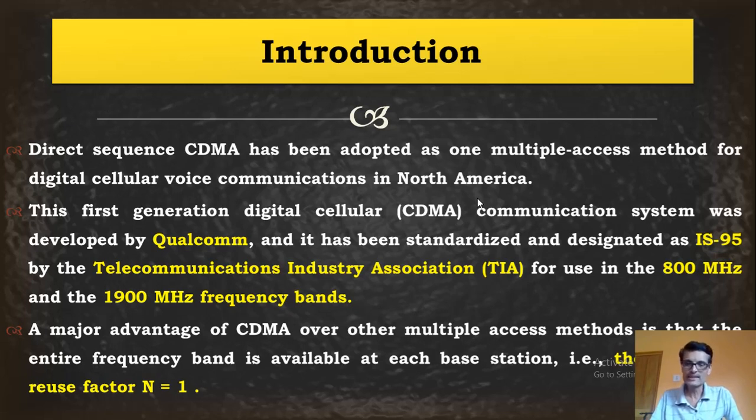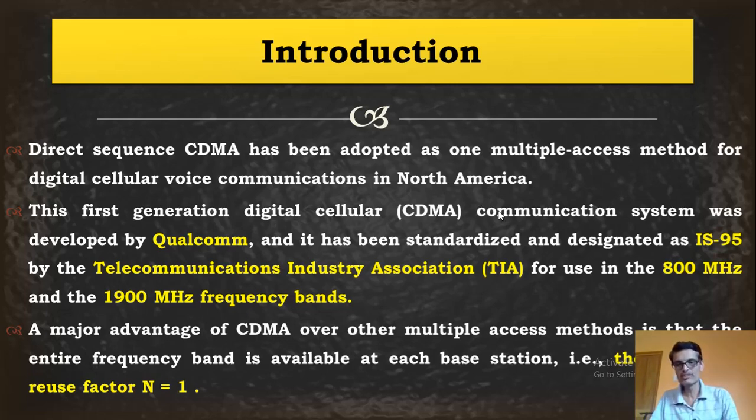Now, the advantage of IS-95 or CDMA over, say, TDMA or FDMA, frequency division multiple access and time division multiple access, is that we use technically one word here, frequency reuse factor. The frequency reuse factor N is equal to 1. That means a larger number of simultaneous users can be accommodated. Simultaneous users means, in mobile communication, the persons who want to communicate with each other, the senders and receivers. More simultaneous users can be accommodated compared to TDMA or FDMA. So frequency reuse factor is equal to 1, N equal to 1.